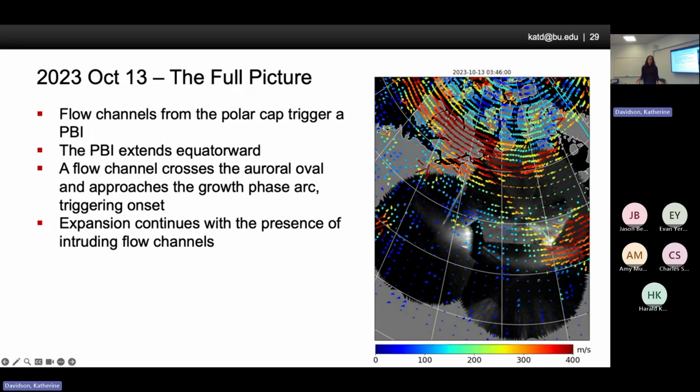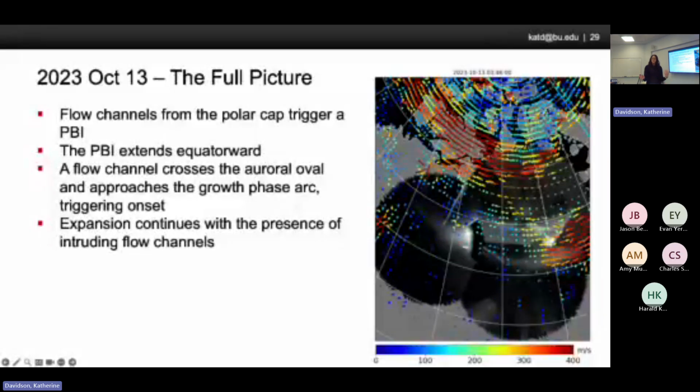Again, just to get a full picture of now the PBI to streamer to onset and expansion, we have this substorm on October 13th, 2023. In this video, you will see the flow channels coming in from the polar cap, triggering a PBI. This PBI will extend equatorward towards the onset arc. These flow channels will follow the PBI, come in across the auroral oval towards the growth phase and trigger a substorm. And then the expansion will continue with these intruding flow channels.